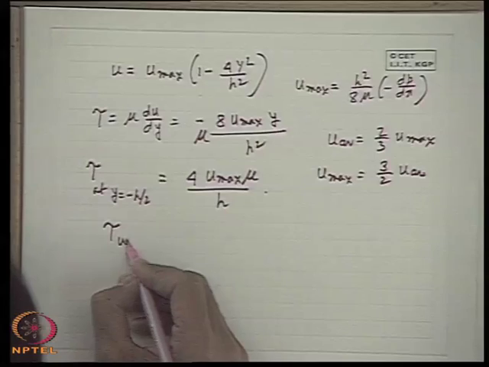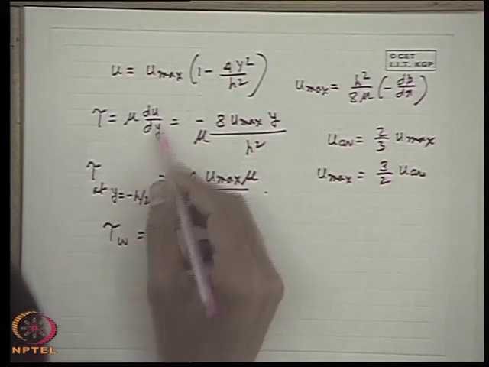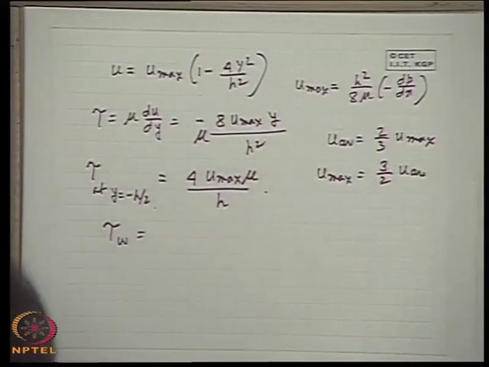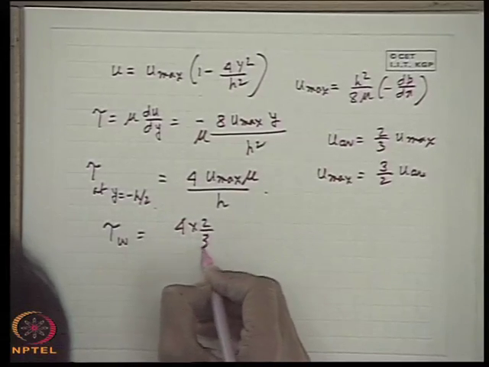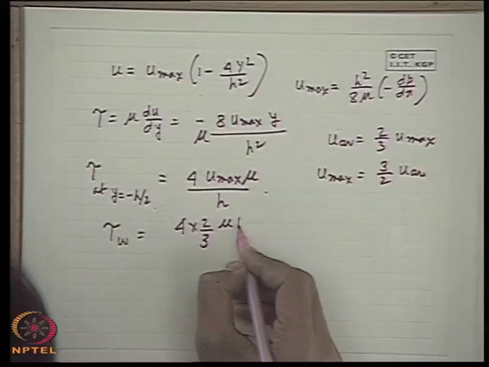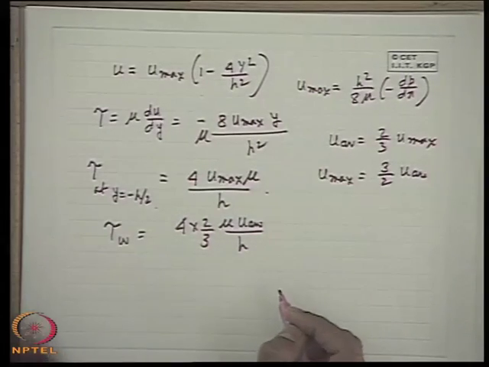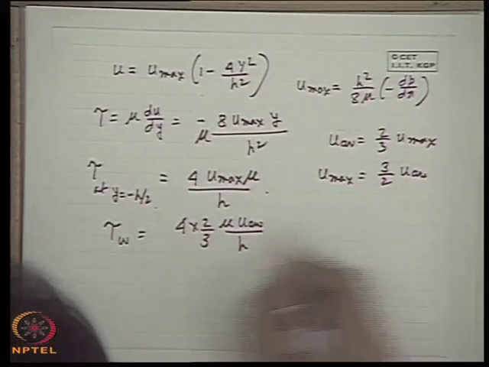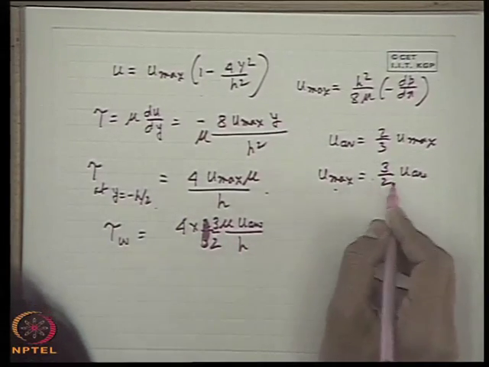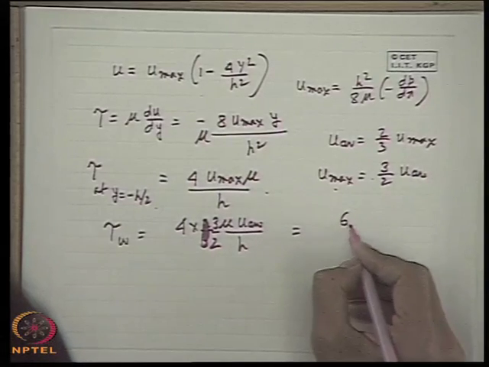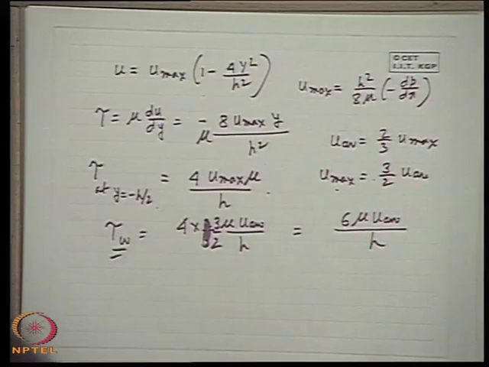So, therefore, tau at the wall: one wall is y equal to minus h by 2, and the other wall is y equal to plus h by 2, where the sign will be changed, but the value of tau will be the same. So, if I replace it, it will be 4 into 3 by 2, mu into u average by h. Sorry, it is not 2/3; it is 4 into 3 by 2, because u max is 3 by 2 u average. That means 6 mu u average by h. So, this is the value of tau w.